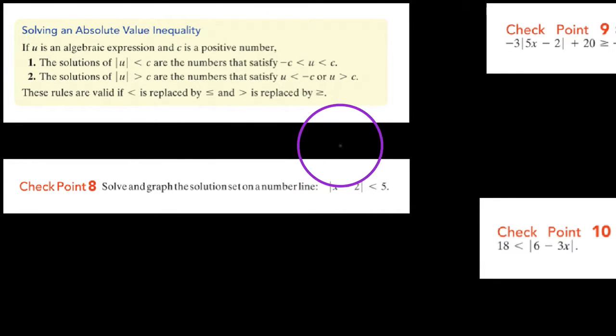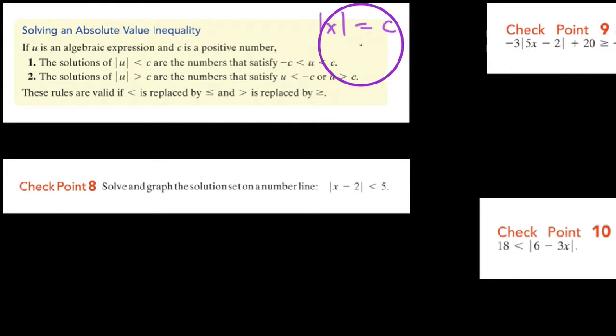Okay, YouTube, in this video we're going to focus on how to solve an absolute value inequality. So in the past, we have looked at solving absolute value equations, and what we discovered was if we had any statement like this, x, the absolute value of that is equal to c, where c is some real positive number here, then we would say that we would just basically rewrite this.